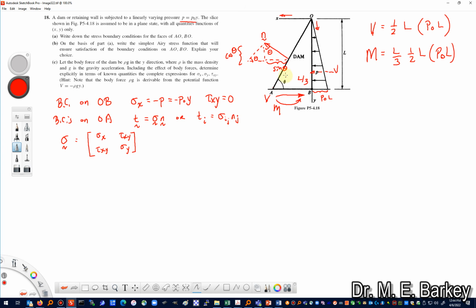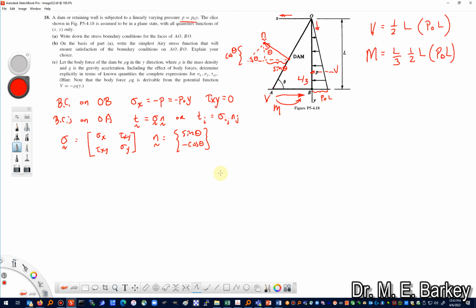But let's be careful. If we start here and we want to get to the tip of this arrow, we go sine theta in the x direction, but we go minus cosine theta in the y direction. So our unit normal here is going to be sine theta, minus cosine theta.